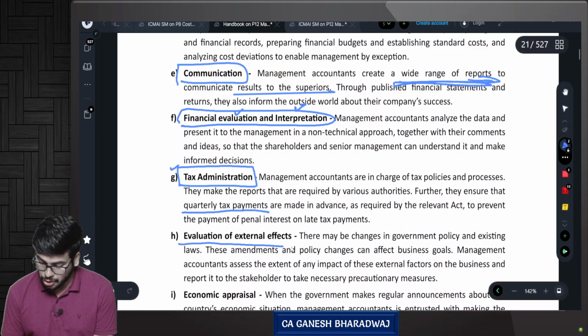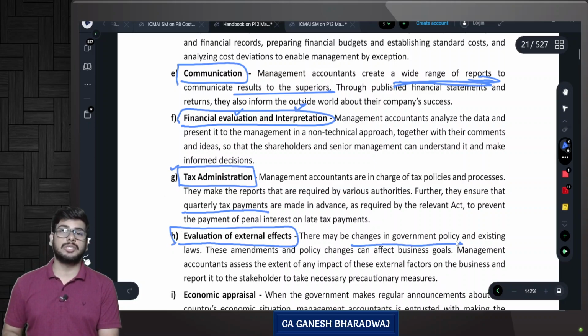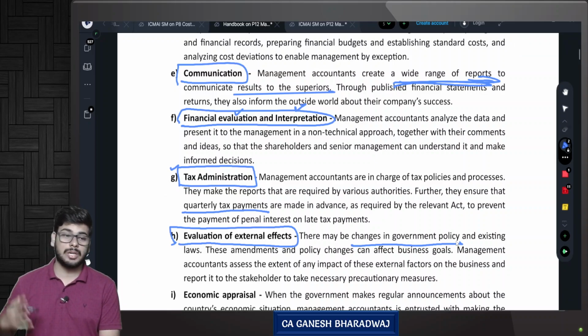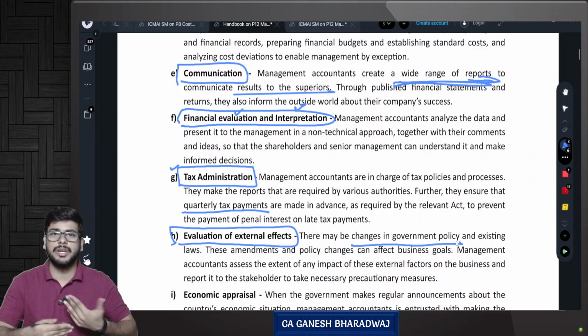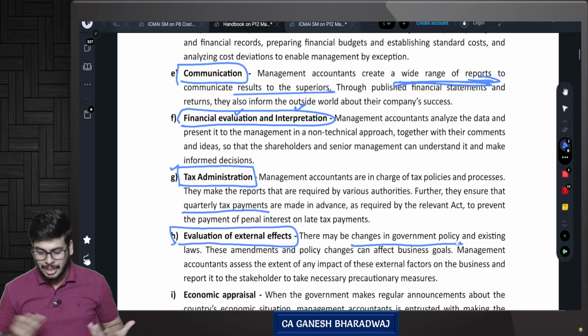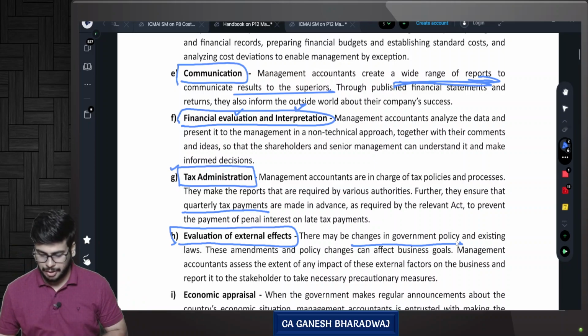Then evaluation of external effects. If there is a change in government policy, suppose a lockdown was planned for 1 month, and they have reduced that 1 month lockdown to 15 days. Immediately, with the change in government policy, you need to rework and arrive at a new decision based on the effective change right now. Correct? So all these things, you need to keep your ears and eyes open throughout wherever you go.